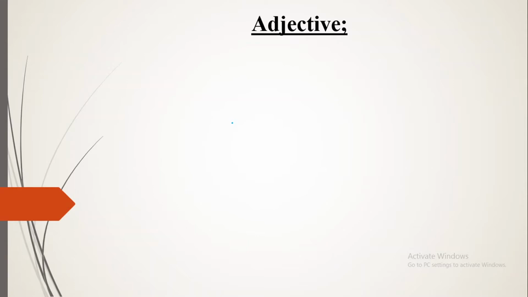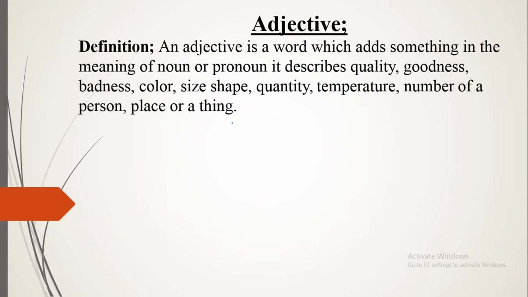Today we will be discussing the third part of speech, that is known as adjective, and we will discuss its definition first. An adjective is a word which adds something in the meaning of noun or pronoun. It describes quality, goodness, badness, color, size, shape, quantity, temperature, number of a person, place, or a thing.